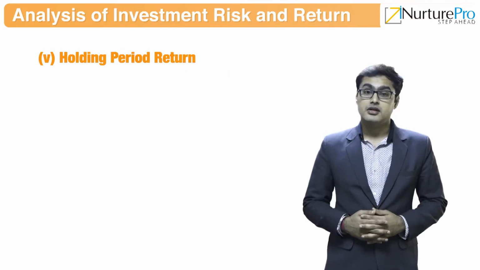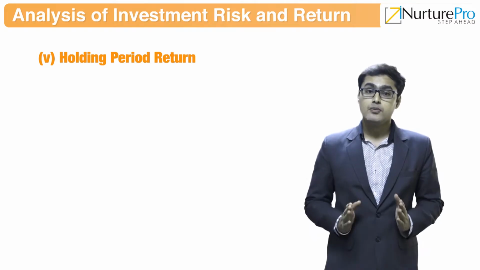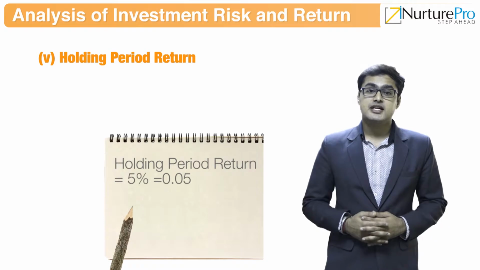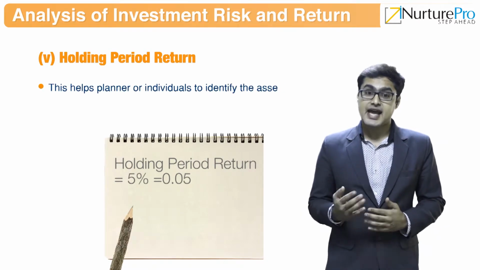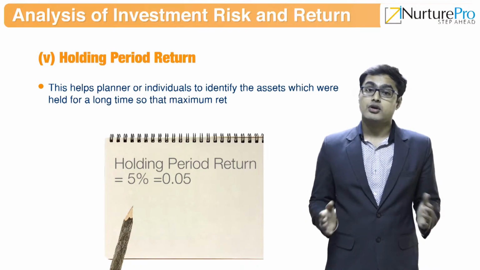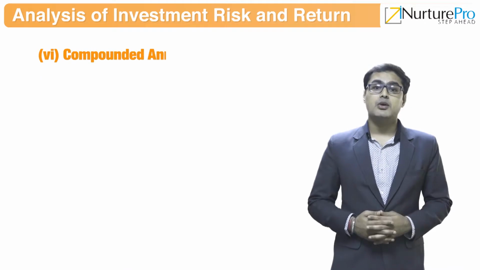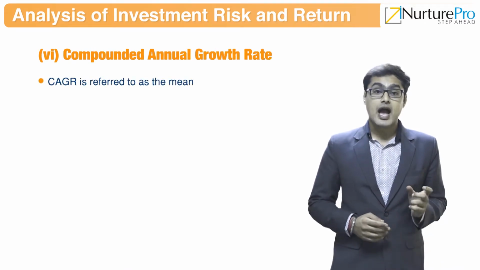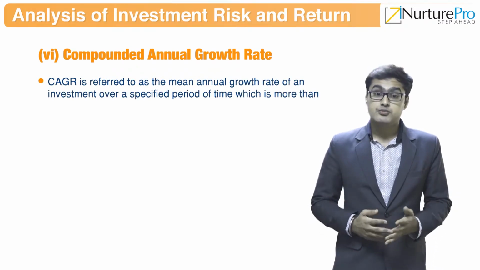Holding period return is the total return which is received from the holding of an asset or portfolio of assets over a period of time. This is generally expressed as a percentage. This helps planners or individuals to identify the assets which were held for a long time, so that maximum returns can be obtained from them. Compound annual growth rate, also known as CAGR, is referred to as the mean annual growth rate of an investment over a specified period of time, which is more than a year.